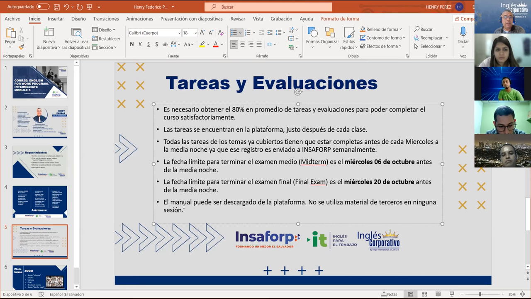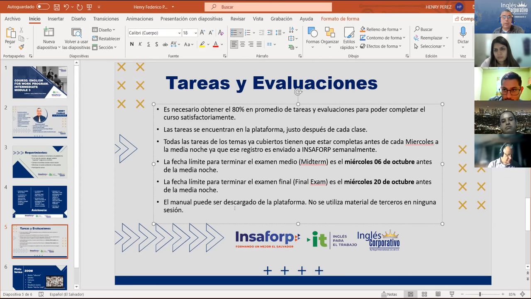Ok, continue please, Iris. El manual puede ser descargado a la plataforma. No se utiliza material de terceros en ninguna sesión. Okay, great. Remember that here utilizamos lo que está en el manual de la plataforma. Incluso al grupo le mandaron ya para que aquellos que lo quieran descargar o imprimir, right? If you want to print it, that would be great. Okay, it would be better if you can have it printed, right? Si pueden imprimirlo, it would be awesome if you can print a manual.